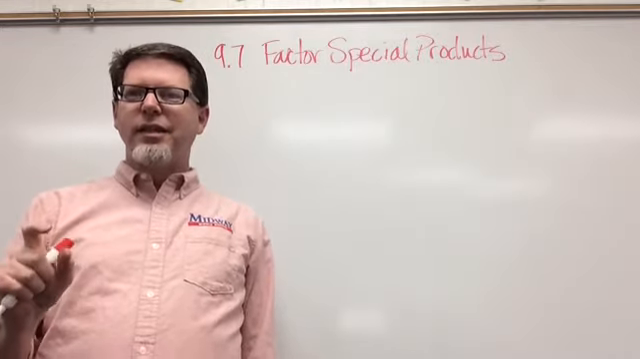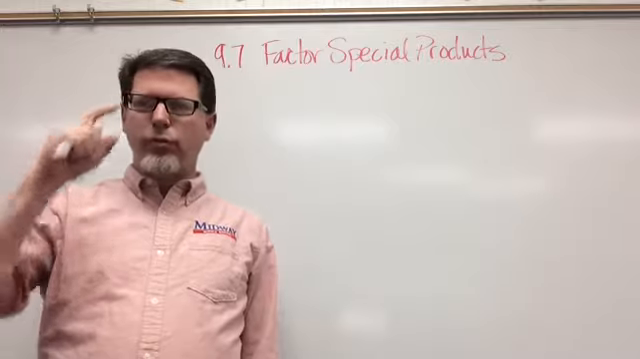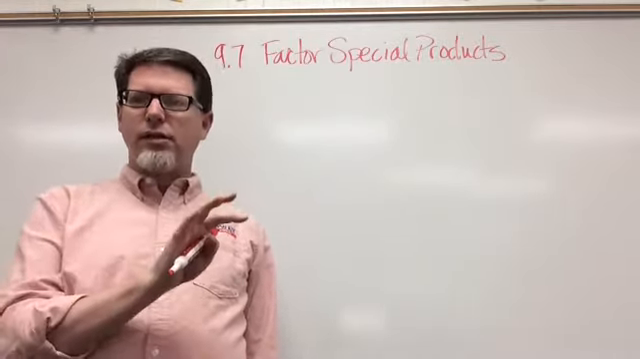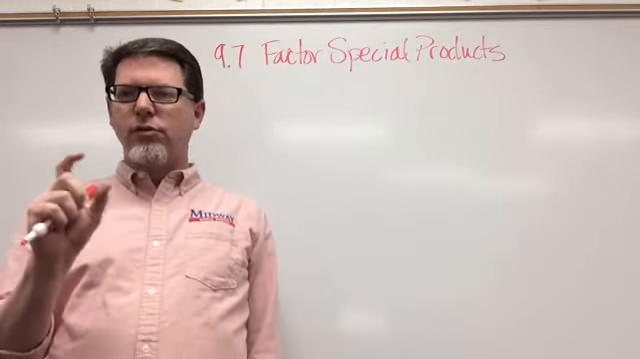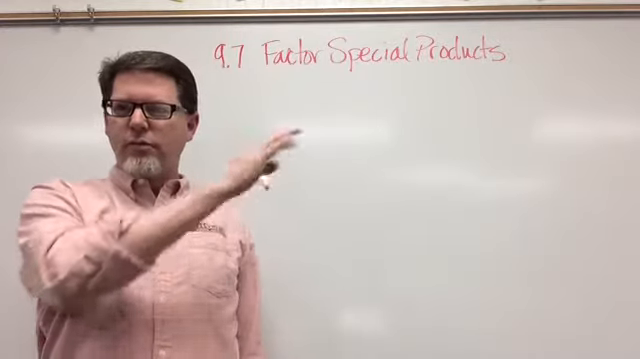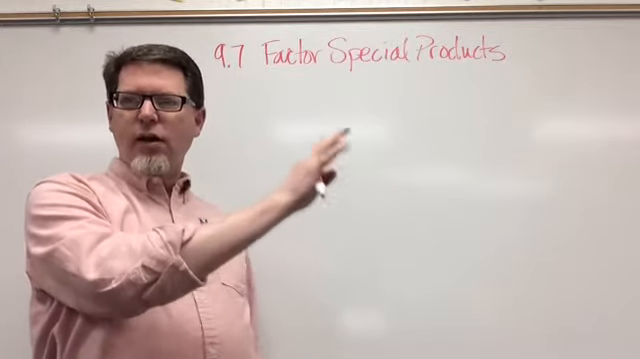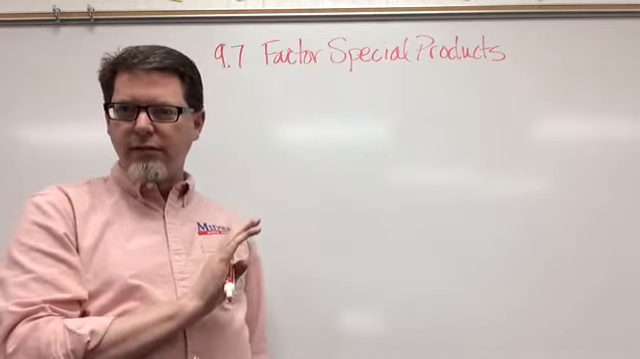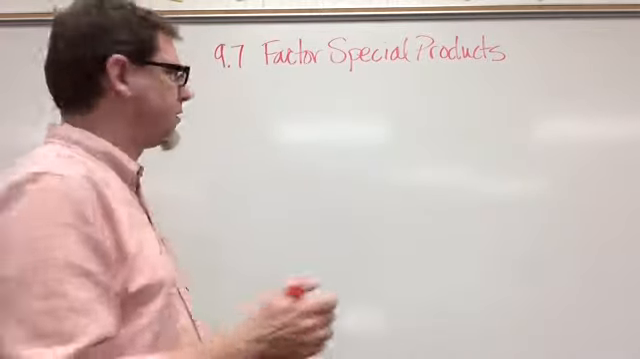Hello students, today we're going to look at 9.7 in Algebra, which is factoring special products. If you'll remember several lessons ago, we learned some shortcuts for multiplying binomials. Now we're going to take those shortcuts and work backwards, because the shortcuts we learned back in 9.3 are the same shortcuts for 9.7 factoring. The first one is factoring the difference of squares.